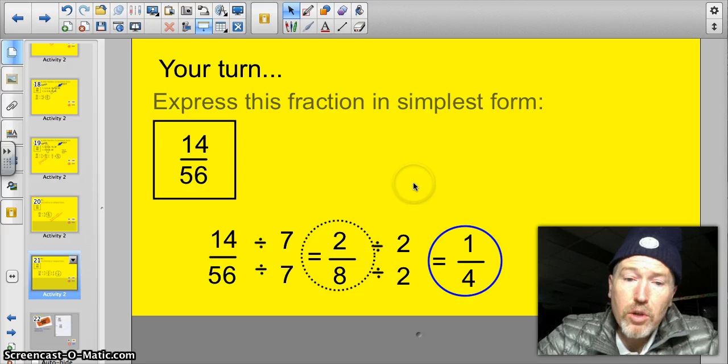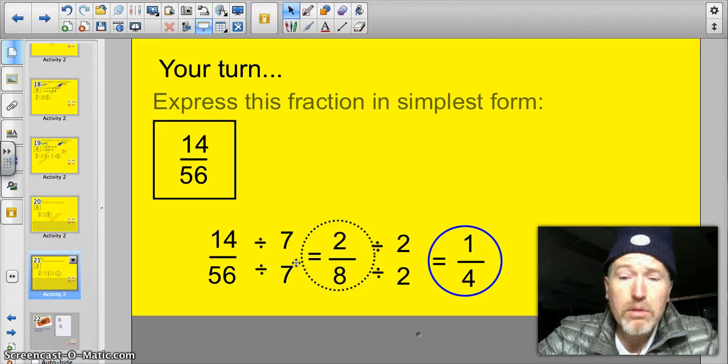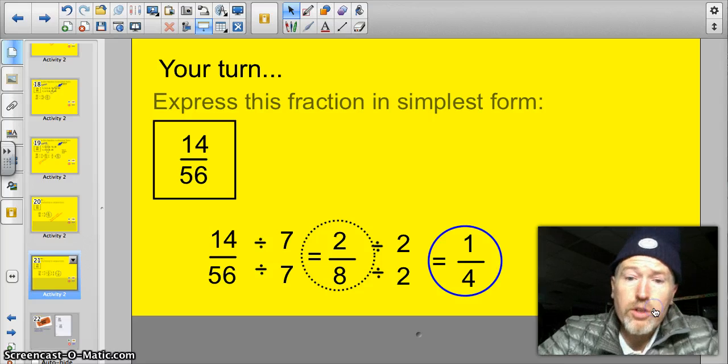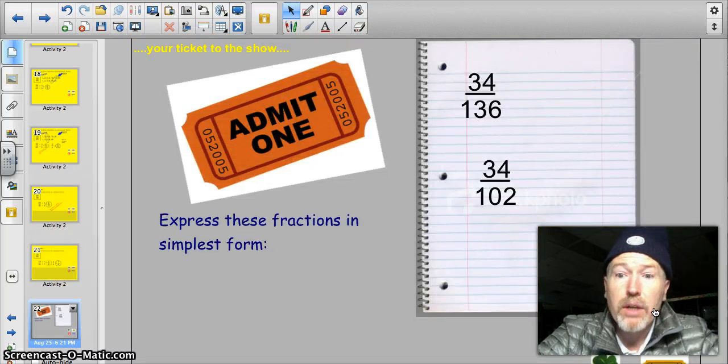But again, we're more concerned about getting it to the simplest form here and understanding the process. So as a quick reteaching, divide by a common factor. Make sure you do the same thing to the top and the bottom. These are absolute musts. And then the third must is evaluate your equivalent fraction to see if 1 is the greatest common factor. If not, if there's another number that's still common to the numerator and denominator, you have to continue reducing. All right, nice work. Let's do the ticket to the show. 2 problems. Ooh, big numbers, folks.